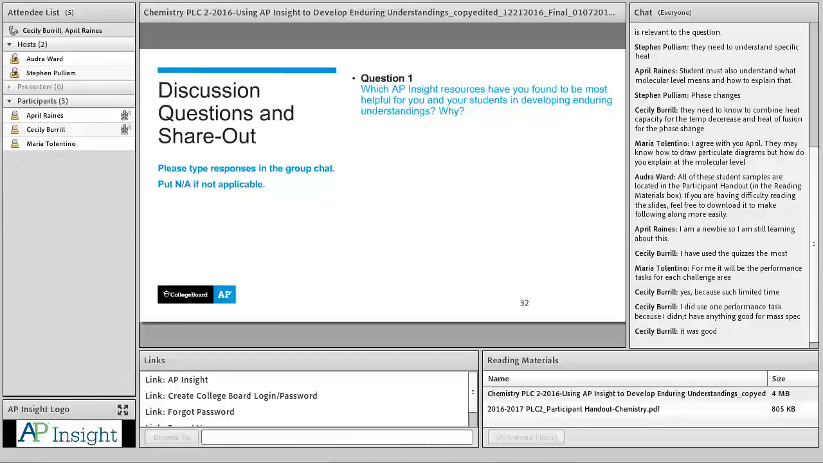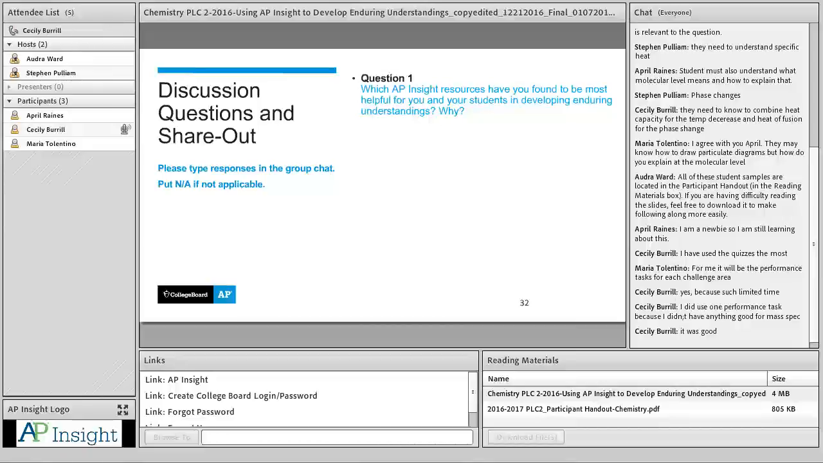Yes, Cicely, especially the mass spec and the photoelectron spectroscopy, which is very new. There's not a lot of material on that. I don't see it in Sundog. But the photoelectron spectroscopy in the atomic, the first challenge area, that is very, very helpful. The early atomic models, the second building block in there. Let me go to my AP Insight.